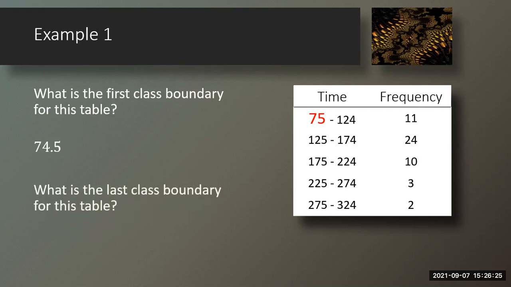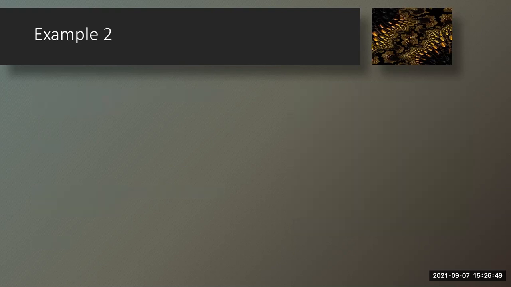How about the last class boundary for this table? It's got to be the value that closes off the last class. So it's got to be just a little bit bigger than 324. So 324 and a half, or 324.5, is the last class boundary for this table. These two are a little bit fussy to get to, so be careful when you're asked questions about the first and the last class boundary.